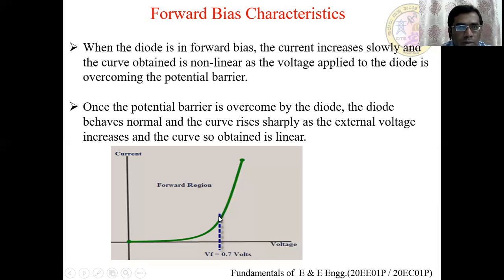So once the diode crosses the junction with the threshold voltage, it overcomes the potential barrier and the current increases linearly. So this is the forward biased characteristics.